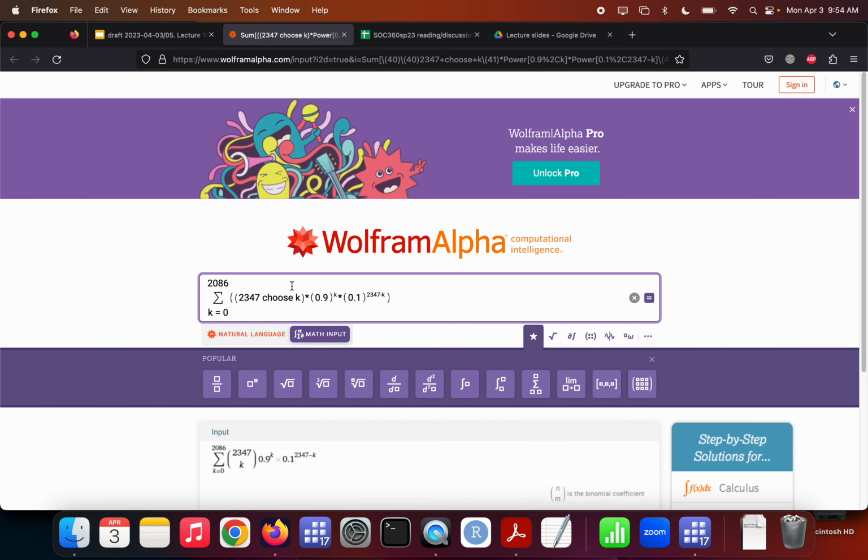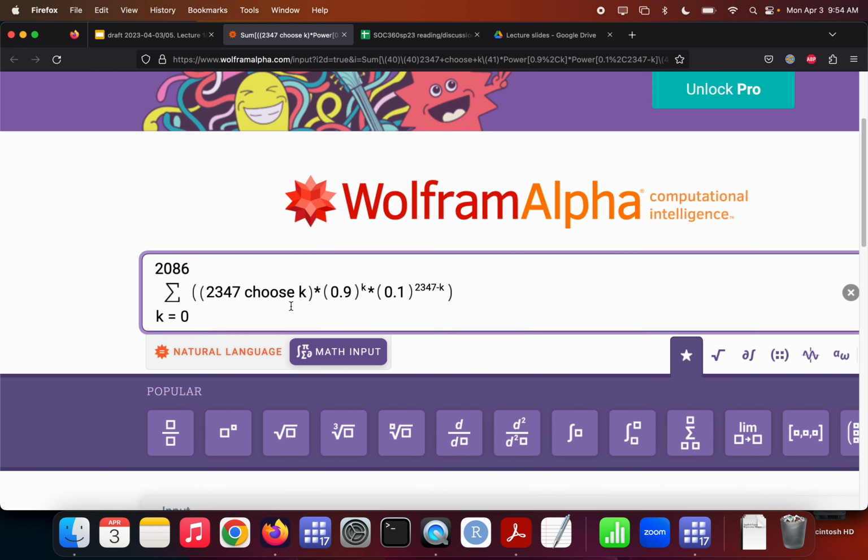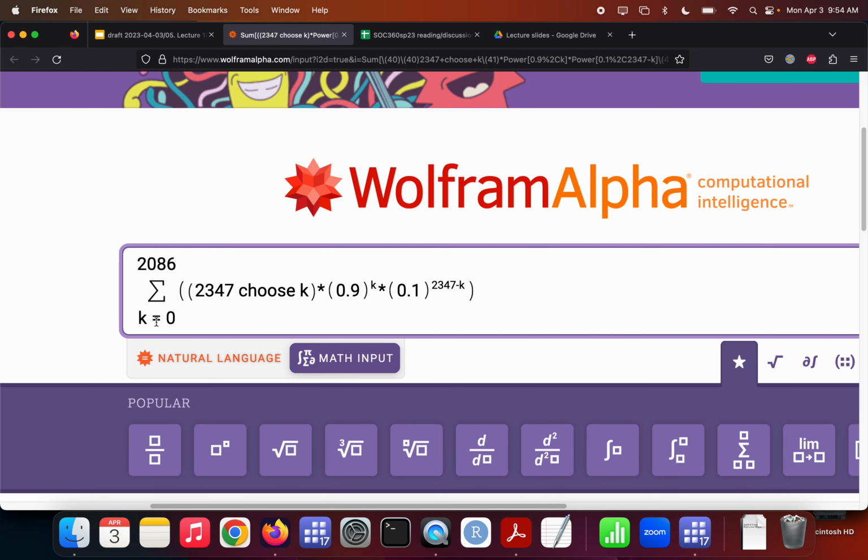But here's how you could enter it into Wolfram as well. And note that in this case, the syntax is a little bit complicated. But the idea is that we want to go from k equal to 0 to k equal to 2086. And then we want to find the probability of 2,347 choose k times 0.9 to the k times 0.1 to the 2347 minus k. Basically, we do a whole set of separate binomial problems that will then add up and turn into the probability of that number of successes or fewer. So we end up including 2086, but we start with k equal to 0.